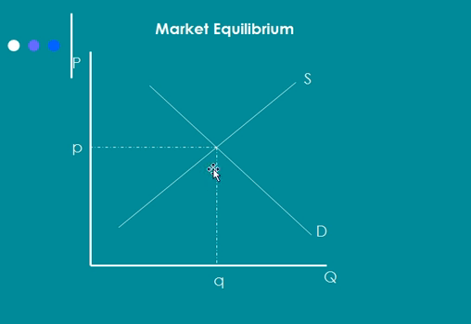As a visual, you can see the demand graph going down, and the supply graph going up. Where they intersect, that is going to be the equilibrium, this exact point right here. The equilibrium price is where that is on the price axis, and the equilibrium quantity is where that is on the quantity axis. Right where that meets is the market equilibrium.